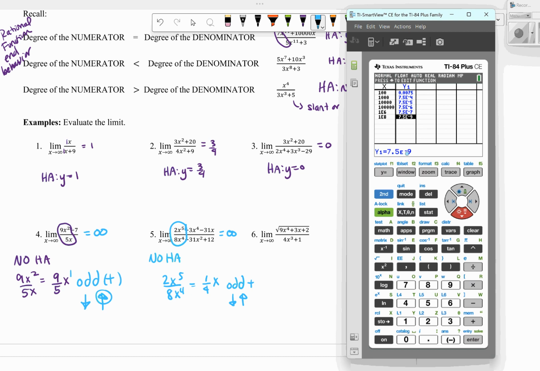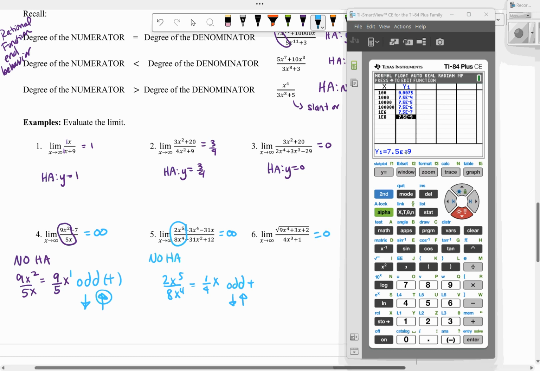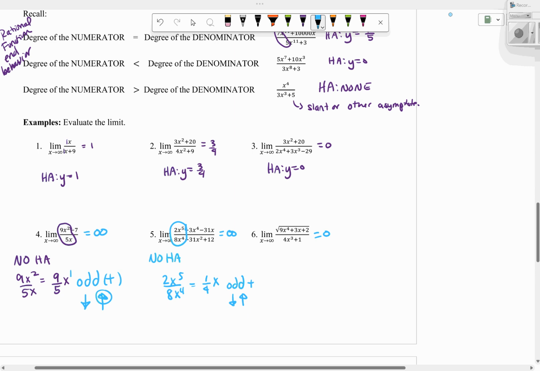So that means this is just approaching 0. Remember, sometimes your calculator just can't write that number because it's trying to calculate too much. Another way to think about this is, again, if you look at your first terms here, the square root of 9x to the 4th over 4x cubed gives us this in the numerator, that would be 3x squared over 4x cubed.